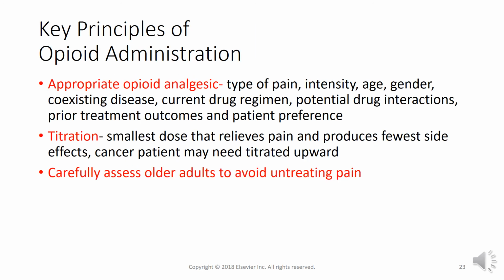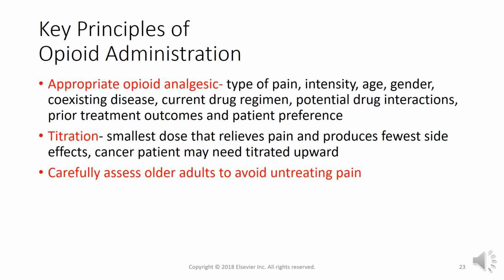Key principles of opioid administration. Appropriate opioid analgesic. So we need to know the type of pain, the intensity, the age, gender, coexisting disease, current drug regimen, potential drug interactions, prior treatment outcomes, and the patient's preference. Okay? Titration means that we're going to use the smallest dose that relieves pain and produces the fewest side effects.